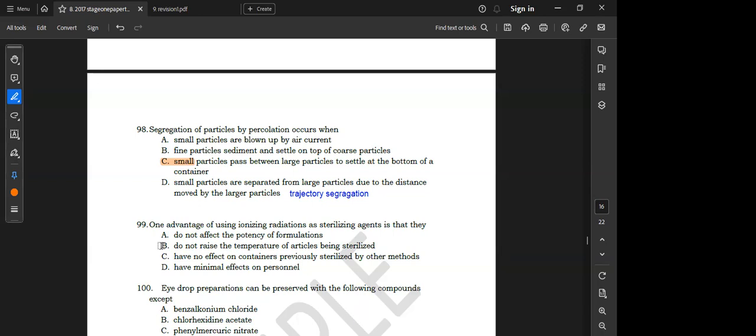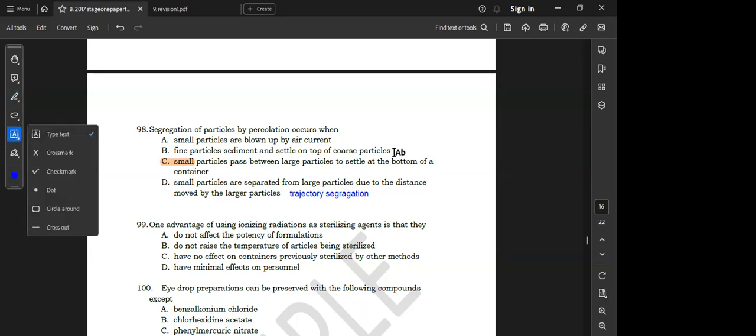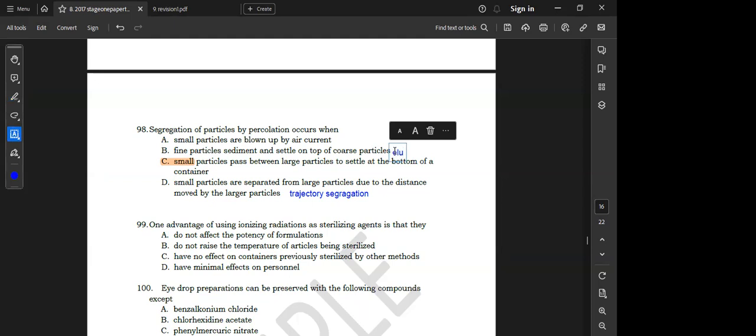So you started first. One advantage of using ionizing radiation as a sterilizing agent is that they do not affect the potency of the formulation, do not raise the temperature of the particles being sterilized, and have no effect on containers.